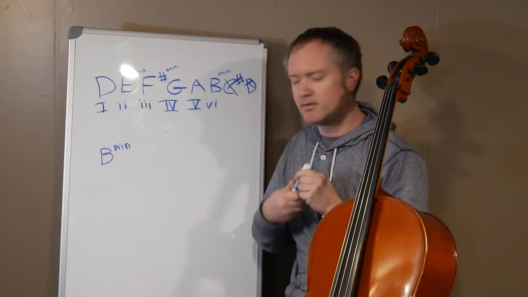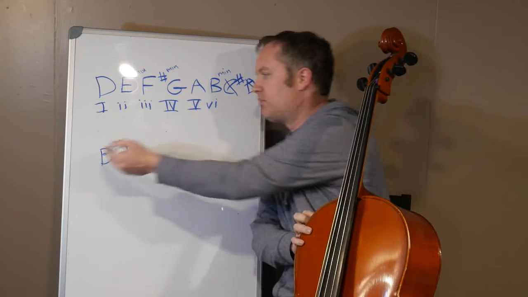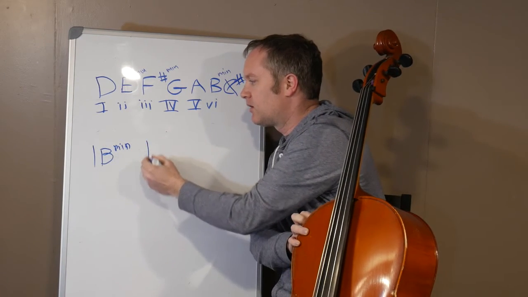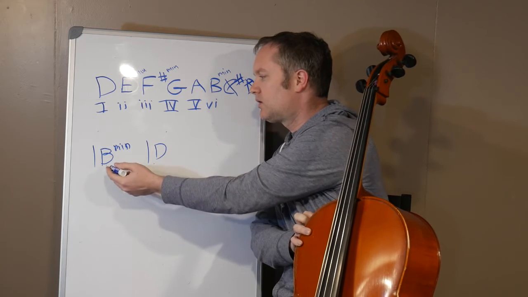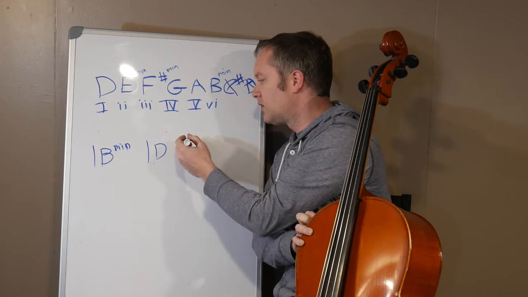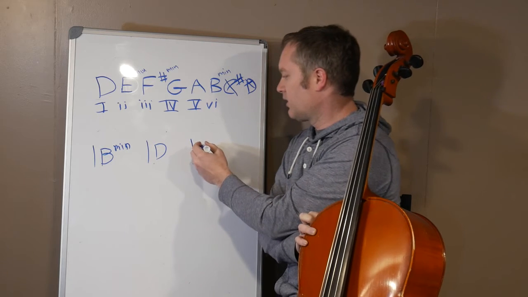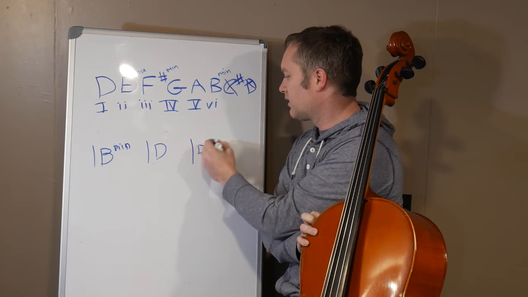So I'm going to write that down. So 1, 2, 3, 4, and then our next measure is a D major chord. And then there's kind of a quick D to E here.